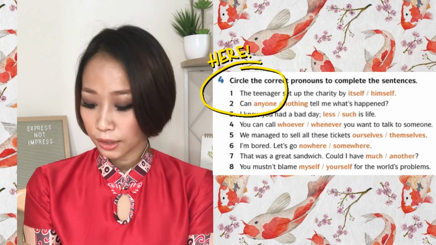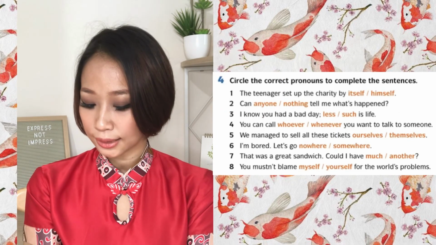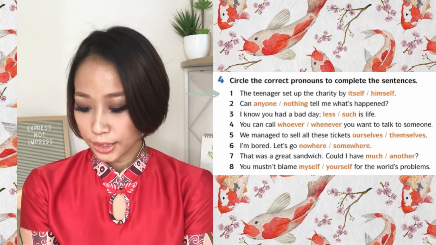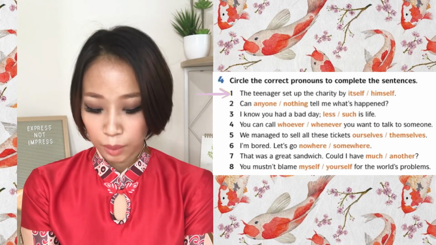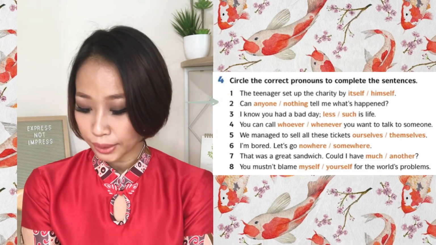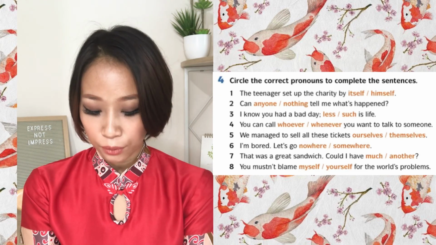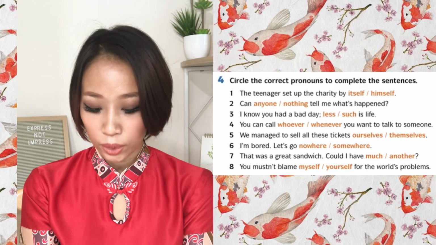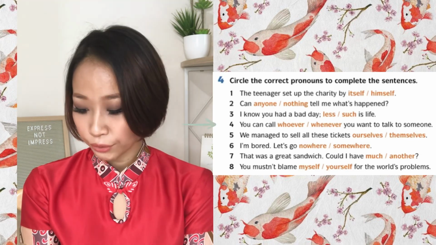Exercise 4. Circle the correct pronouns to complete the sentences. Bulatkan jawapan yang betul. Now let's go through all the questions. 1. The teenagers set up the charity by. Remaja itu menubuhkan badan kebajikannya. 2. Can tell me what's happened. Boleh bagi tahu saya apa yang berlaku. 3. I know you had a bad day. Is life. Saya tahu hari awak tidak baik. Kehidupan.